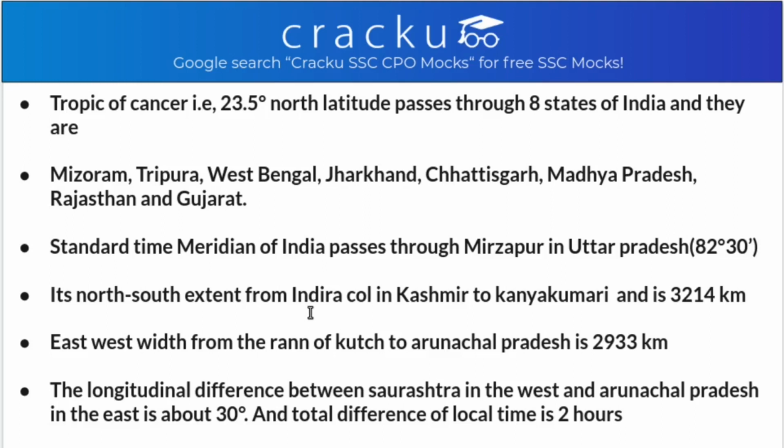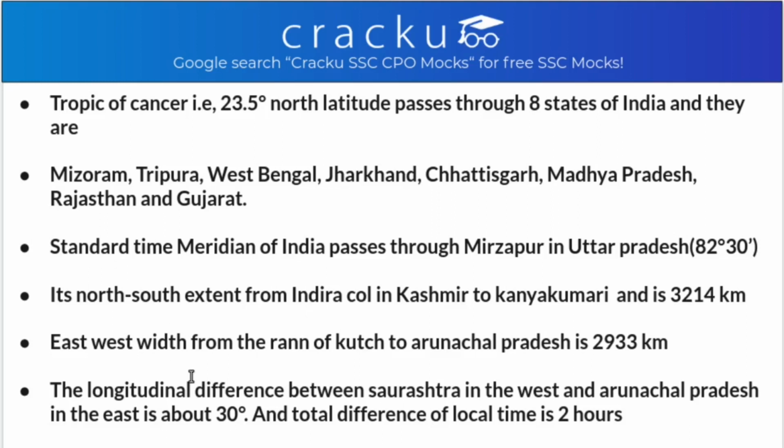Its north-south extent from Indira Col in Kashmir to Kanyakumari, the length is 3,214 km, while from east to west, the width, from the Rann of Kutch to Arunachal Pradesh, is 2,933 km. This is the dimension of India from north to south and from east to west.